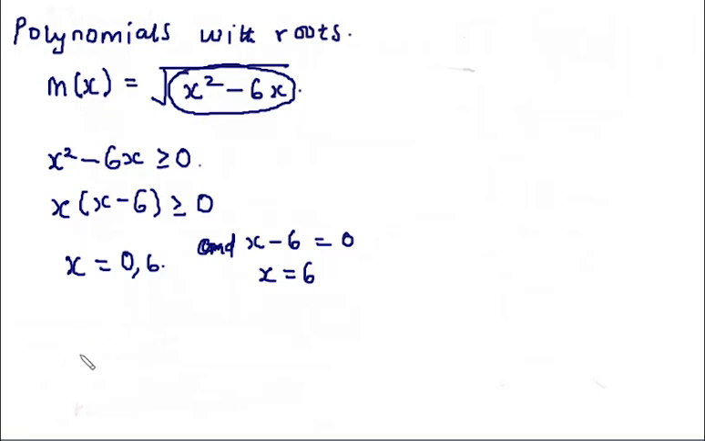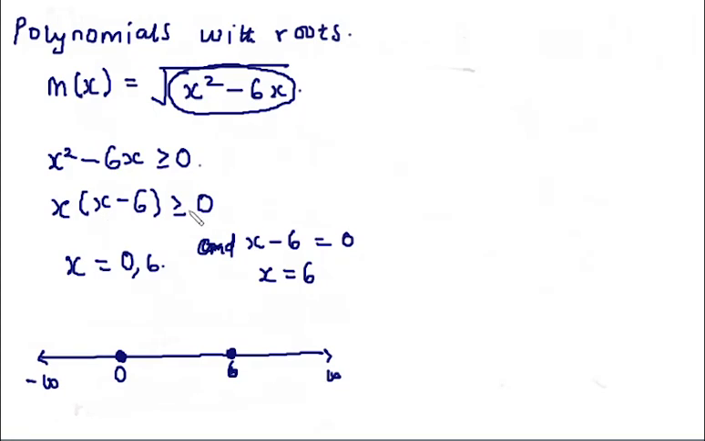So on our number line, the points of interest to us are 0 and 6. And then to the left of 0, you have negative infinity. To the right of 6, you have positive infinity. So because of this and a greater than or equal to sign, these points will be closed points.